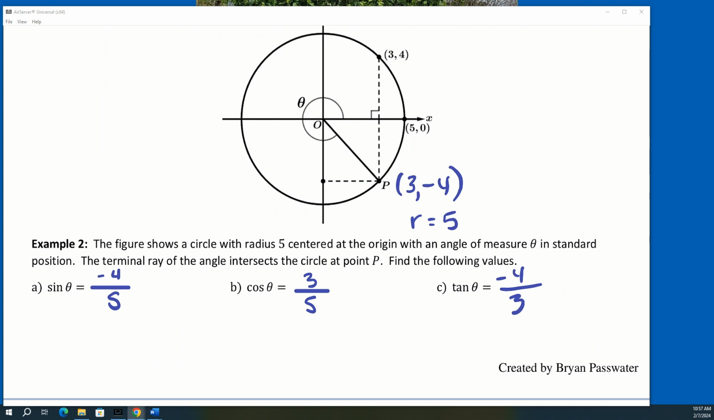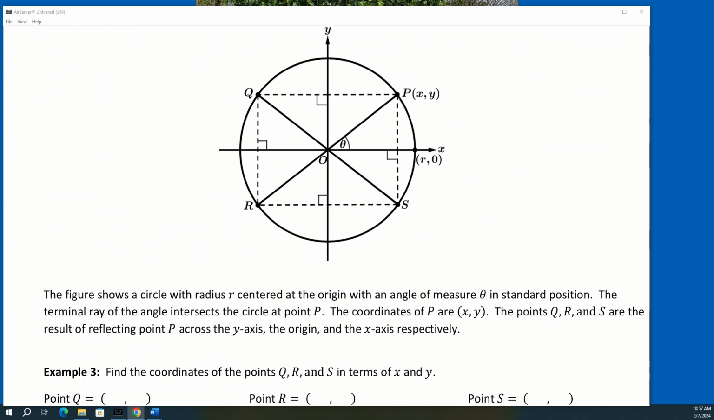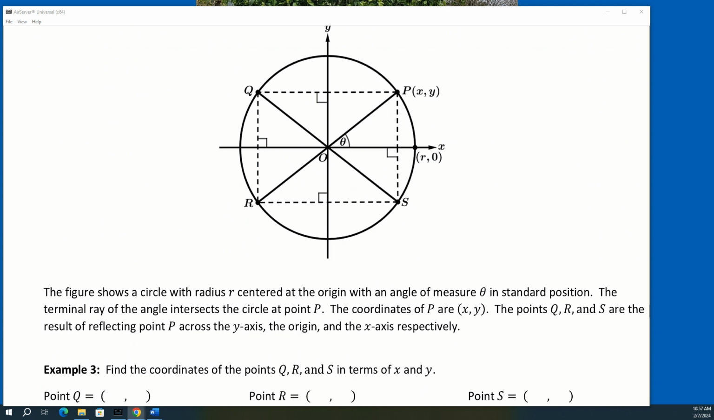Okay, let's look at another example. Unless you guys have a question. Okay. This has a lot going on. And so we have this circle, the center is at the origin, the radius is r. And let's see, the angle theta is in standard position. So this is our angle we're talking about, that's theta.